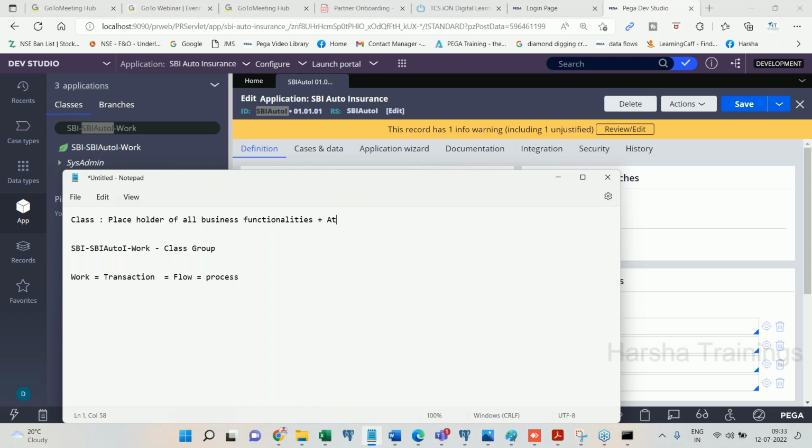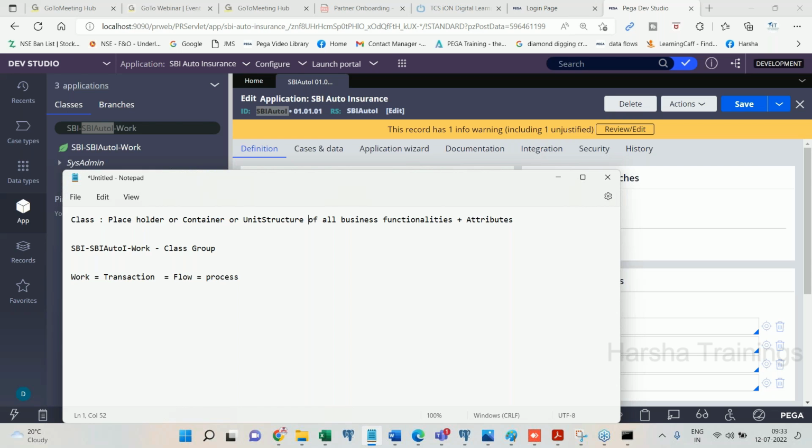plus attributes. You can say placeholder, or you can say it is a container, or anything else that you can imagine. It is like a unit structure. It's one single unit structure. You can say anything. It's a placeholder, or a container, or a unit structure, which is going to have all business functionalities and attributes. I'll explain what an attribute is, but you know business functionality, right?